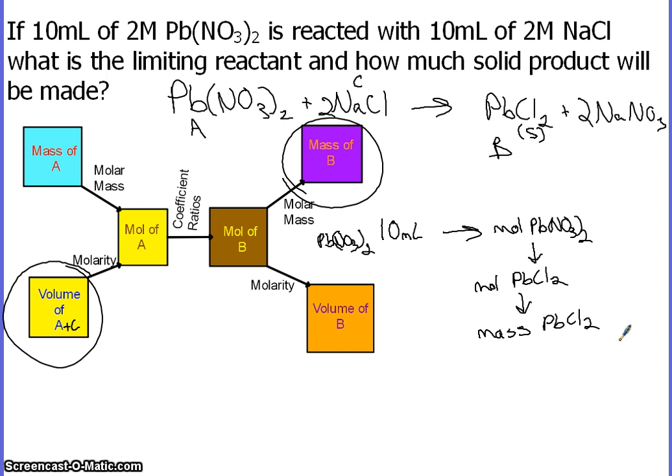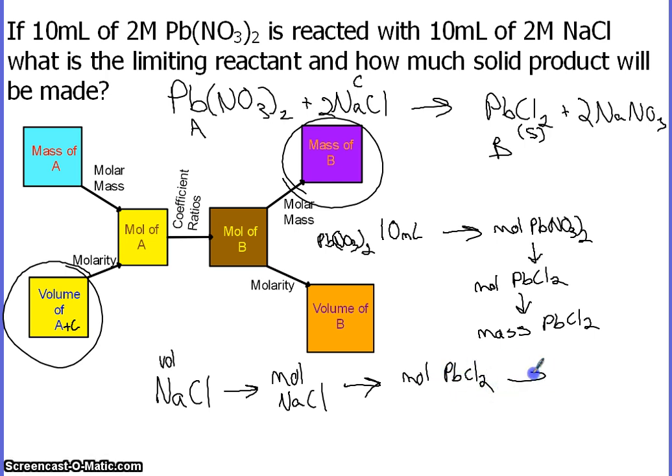However, I also have to do the same thing with sodium chloride. With sodium chloride, I start out and I know the volume. And it will go from that to moles of sodium chloride. From that, I need to go to the moles of lead chloride. And then finally, I need to get the mass of lead chloride.